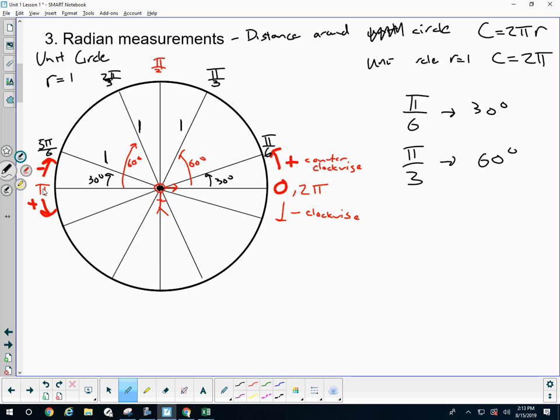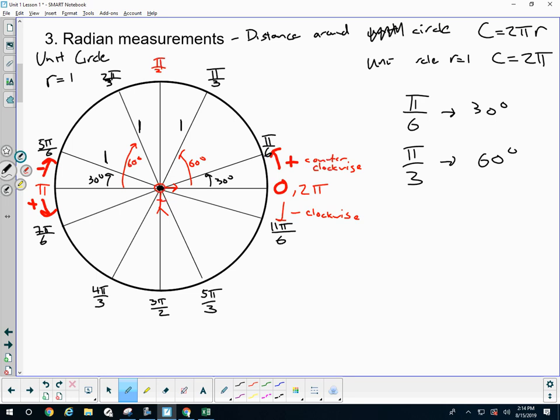Add another pi over 6. 6 pi over 6 plus pi over 6, 7 pi over 6. Keep adding, 8 pi over 6. 9 pi over 6 can simplify to be 3 pi over 2. 10 pi over 6, 10 over 6 simplifies to be 5 over 3. 11 over 6 does not simplify.